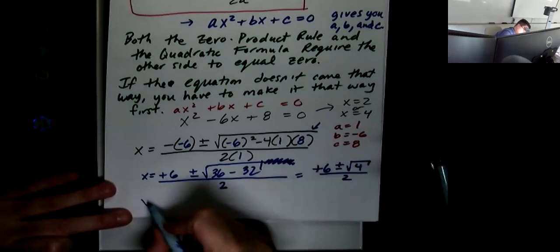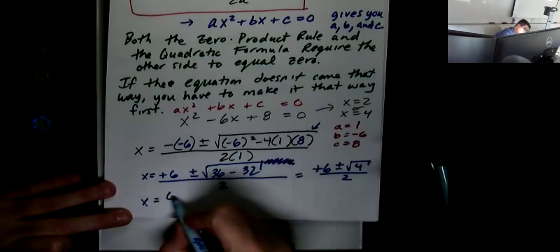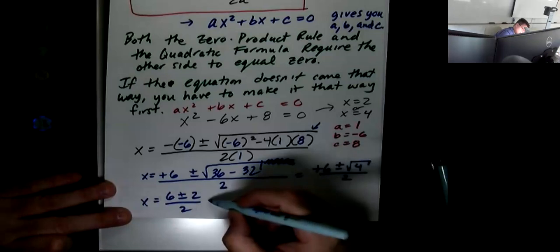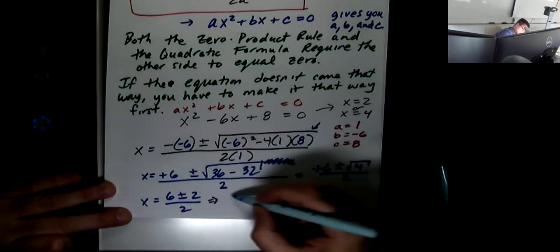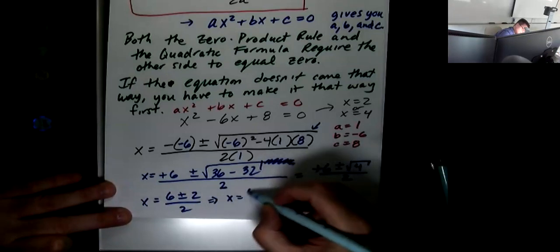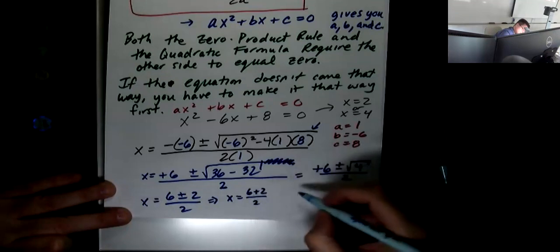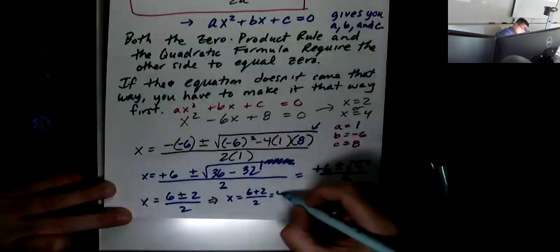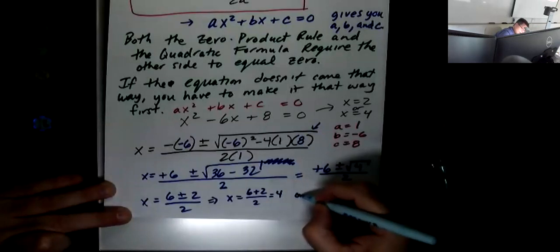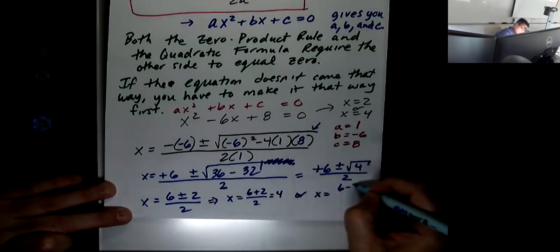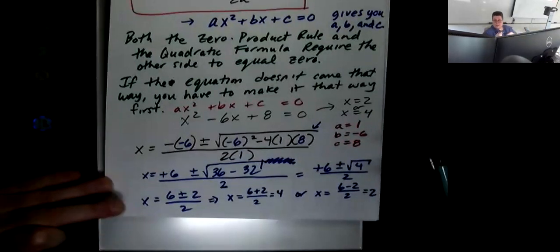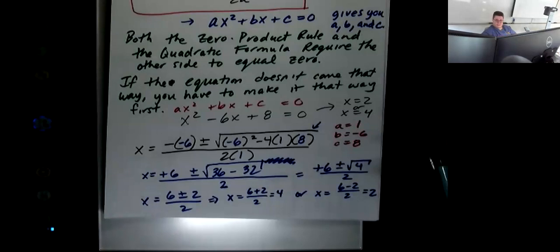And what's the square root of 4? 2. Plus or minus 2 over 2. So this gives us two answers. X equals 6 plus 2 over 2, which is 8 over 2, which is 4. Or x equals 6 minus 2 over 2, which is 4 over 2, which is 2. Which is the same answers we got from doing the zero product.